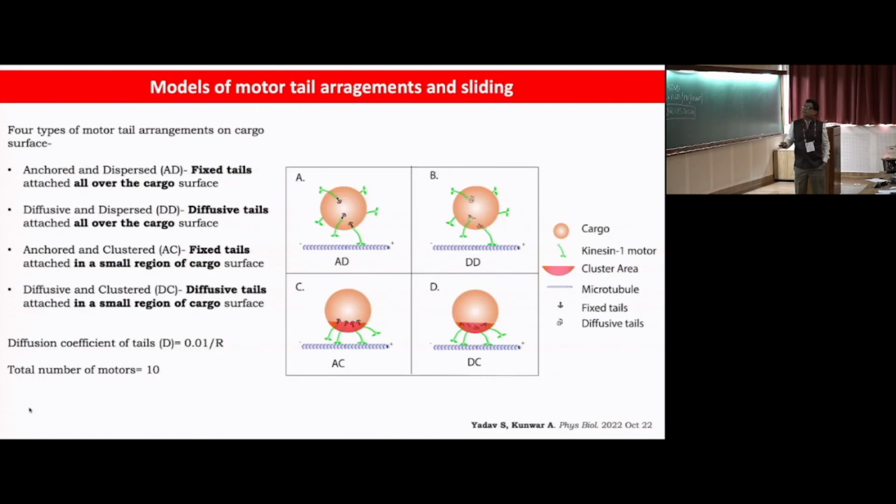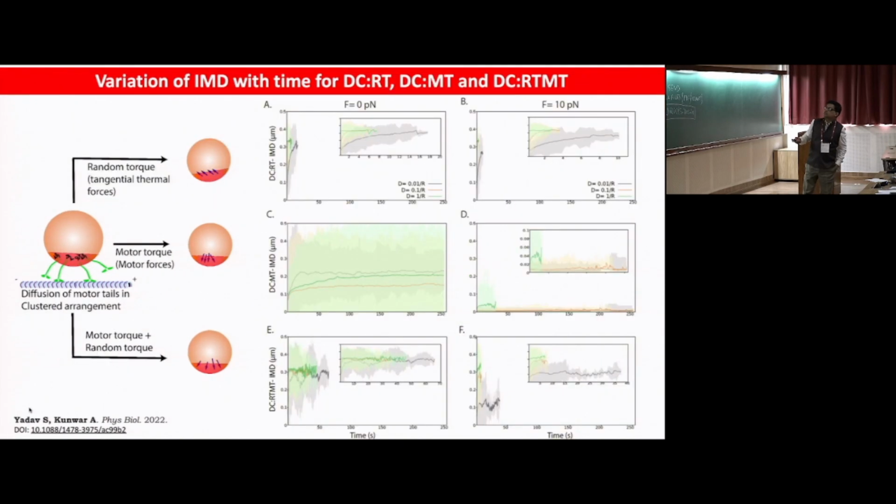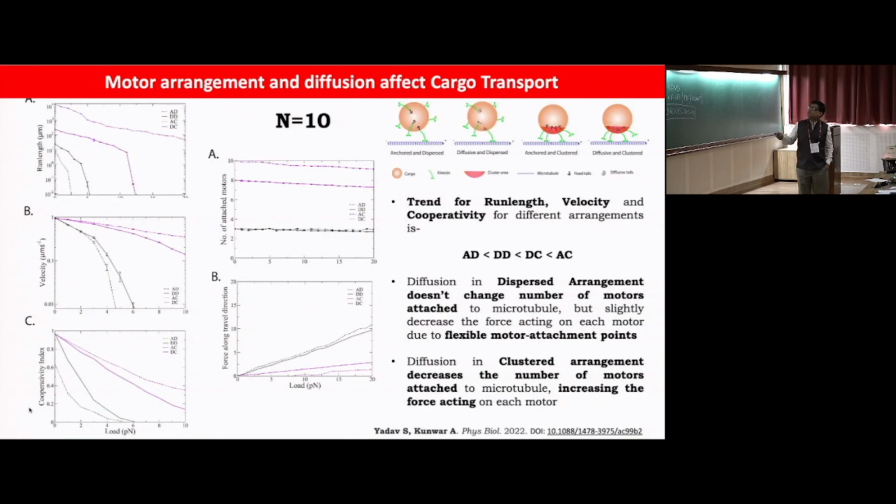Let me go directly to the results. We find that the trends for run length, velocity, and cooperativity are different for different motor arrangements. Anchored cluster performs much better than diffusive cluster, and diffusive cluster performs much better than diffusive dispersed, and the worst performance is shown by the anchored dispersed arrangement. What we learn from these simulations is that the diffusive dispersed arrangement does not change the number of motors attached to the microtubule, but slightly decreases the force acting on each motor due to flexible motor attachment points. Diffusion in the cluster arrangement decreases the number of motors attached to the microtubule, which increases the force acting on each motor.